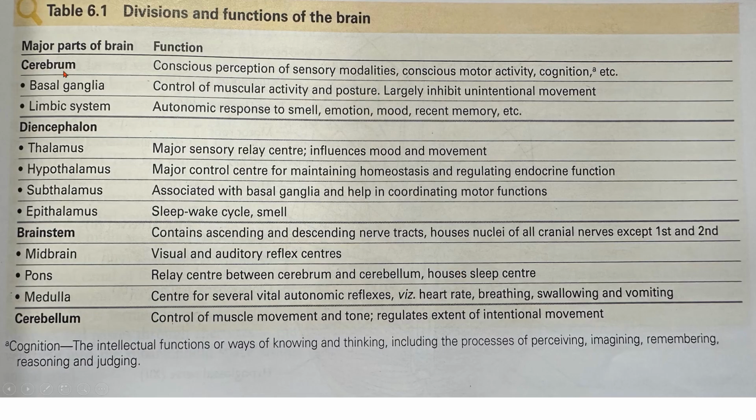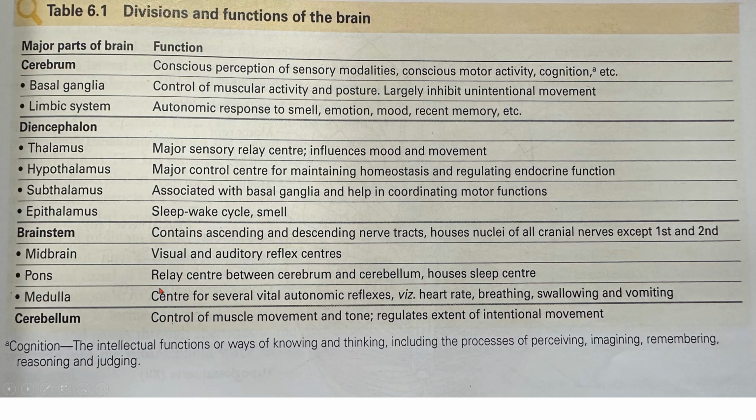If you see the basic functions: the cerebrum, conscious perception of sensory modalities, conscious motor activity, and cognition, that is the intelligence. Basal ganglia, control of muscular activity and posture, largely inhibiting unintentional movement. Then the limbic system, autonomic response to smell, emotion, mood, recent memory, etc. Thalamus is the major sensory relay center. In lower vertebrates, the thalamus is the highest sensory perceiving part of the brain. It influences mood and movement. Hypothalamus, the major control center for maintaining homeostasis, regulates endocrine functions, also temperature. And subthalamus is associated with basal ganglia and helps in coordinating motor functions.